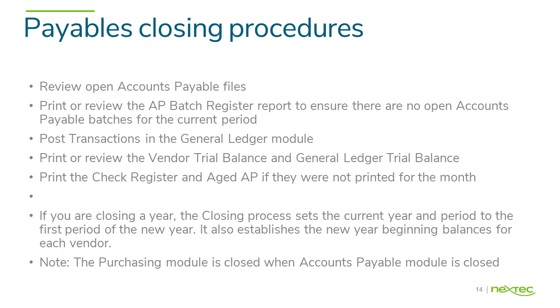Now, if you're closing the year, the closing process sets the current year and period to the first period of the new year. It also establishes the new year beginning balances for each vendor. So if you have any changes that you need to make for 1099s, we'll discuss that in a few slides here. Keeping in mind that for those of you who are using the purchasing module, that is also closed when the accounts payable module is closed.